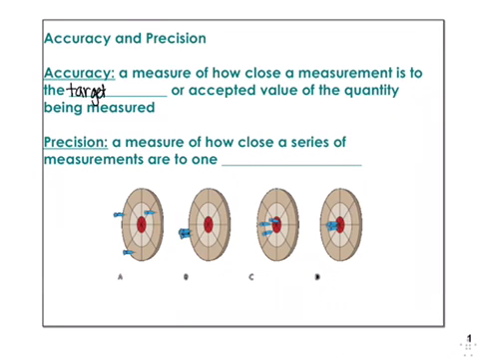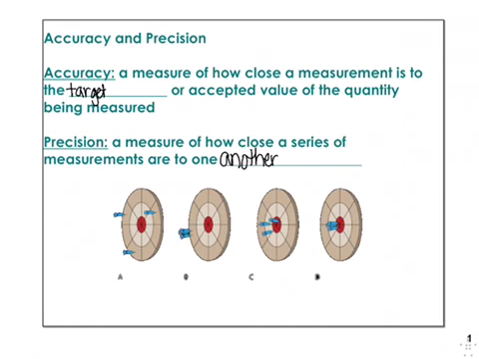Precision is the measure of how close a series of measurements are to one another. So this would be if you calculated the density of that object 3 different times, you took the volume 3 different times, you took the mass 3 different times, and then did the formula, the mass over volume, and you got 3 different densities. Looking at all 3 of those measurements, how close are they to each other?